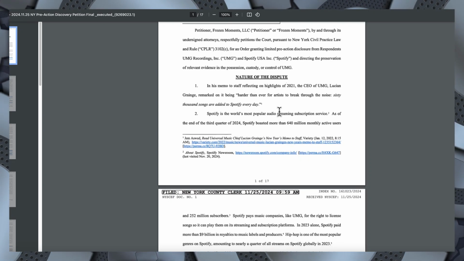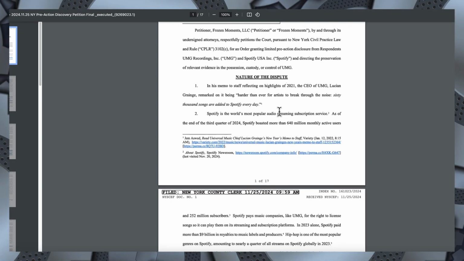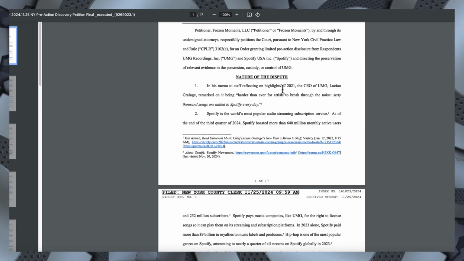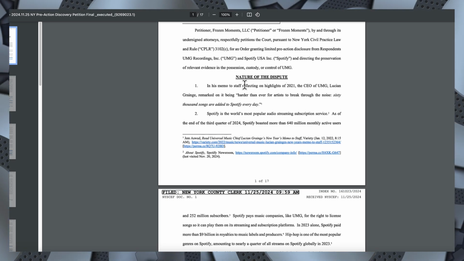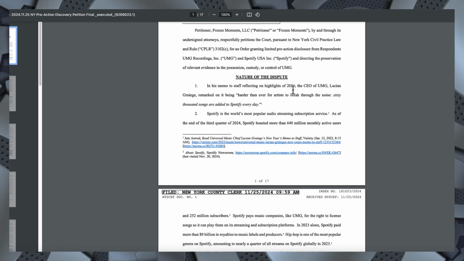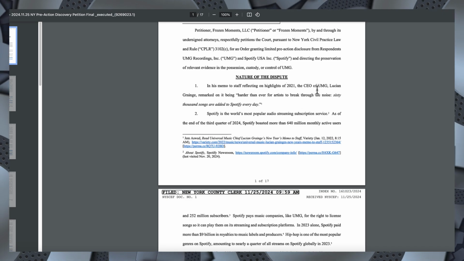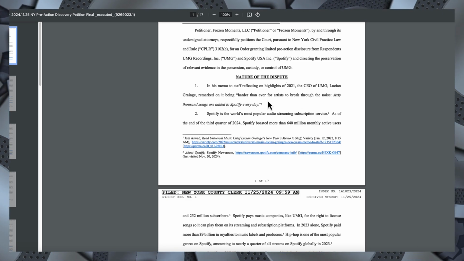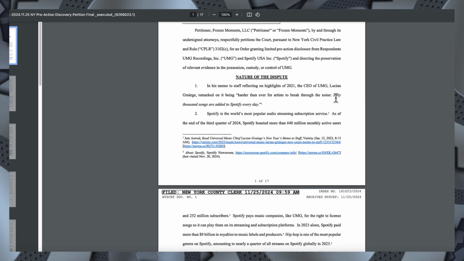So they're trying to preserve any evidence or anything that UMG might have that will support the claims that they have. Nature of the dispute. 1. In his memo to staff reflecting on highlights of 2021, the CEO of UMG, Lucian Grange, remarked on it being harder than ever for artists to break through the noise.